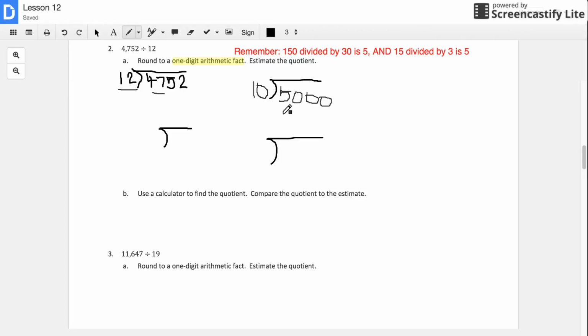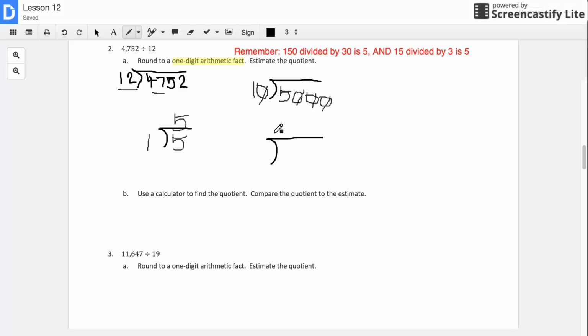Okay, so now we have 5,000 divided by 10, and we want to round it to a one-digit arithmetic fact. So that would be 1 outside the house and 5 inside the house, or 5 divided by 1. 5 divided by 1 is 5, and that is nice and easily manageable.